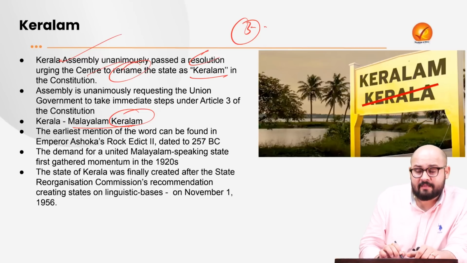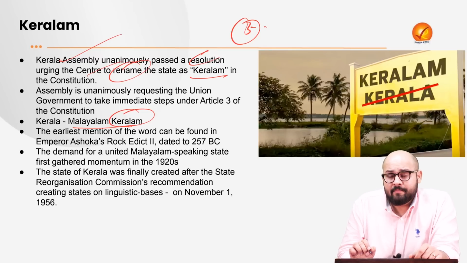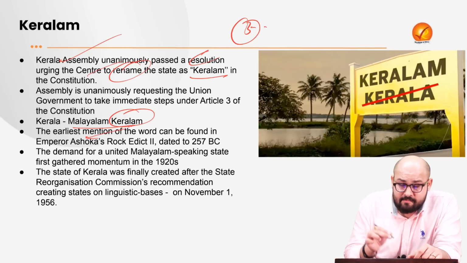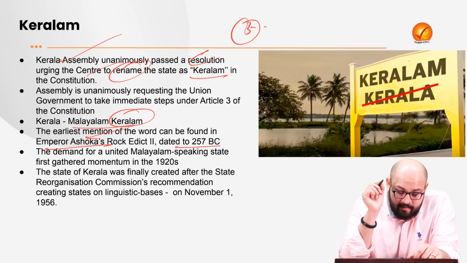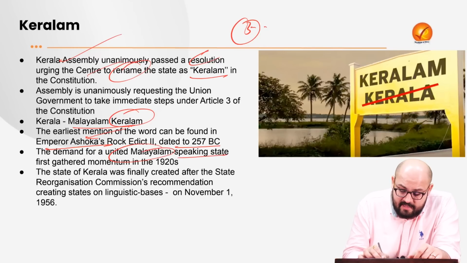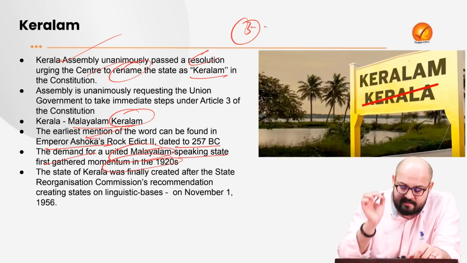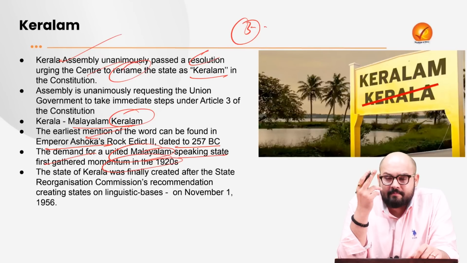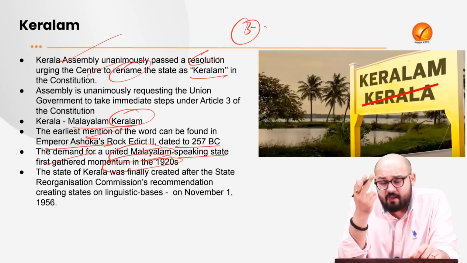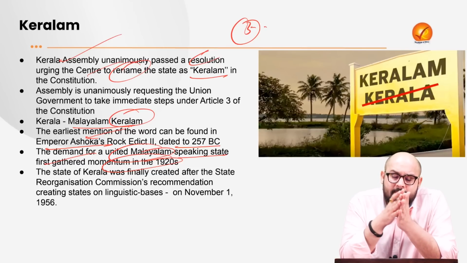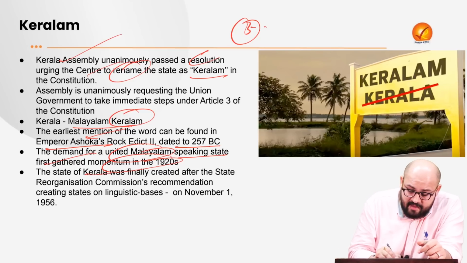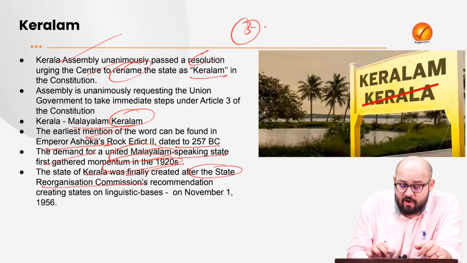The earliest mention of this word can be seen in Emperor Ashoka's rock edicts, which date back to 257 BC. The demand for a united Malayalam speaking state first gathered momentum in the 1920s, and at that time you had the princely states of Travancore and Cochin and the Malabar part of the Madras presidency, right? The state of Kerala was finally created after the States Reorganization Commission.